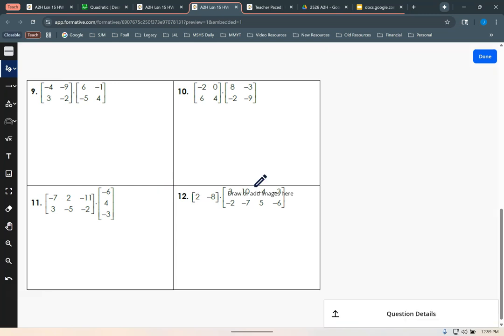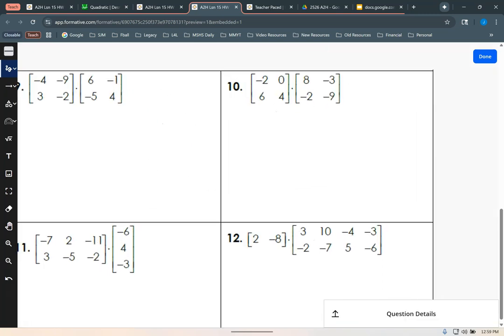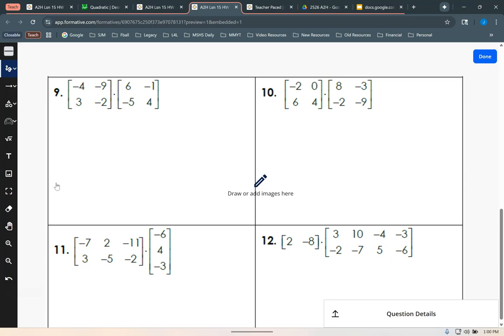So I'm going to minimize this so I have a little room to work with over here. Here's how I want you to write out your work. Let's start with, can we multiply number 9? We have a 2 by 2 and we have a 2 by 2. So then you're going to draw your verification box for me. You're going to give me a yes and then a resulting answer matrix. I want you to practice writing it like that.